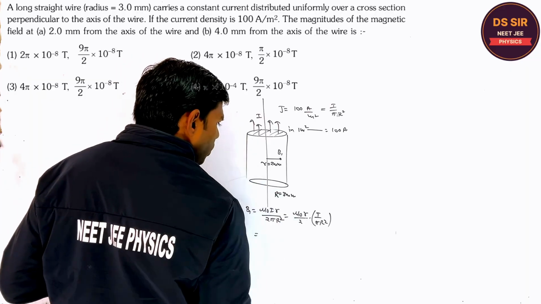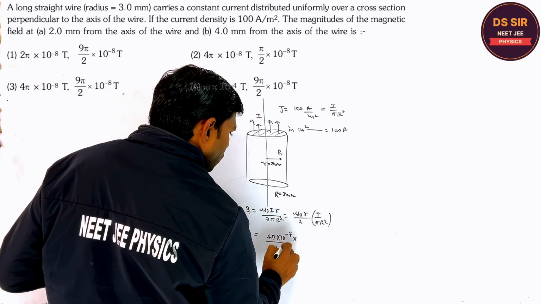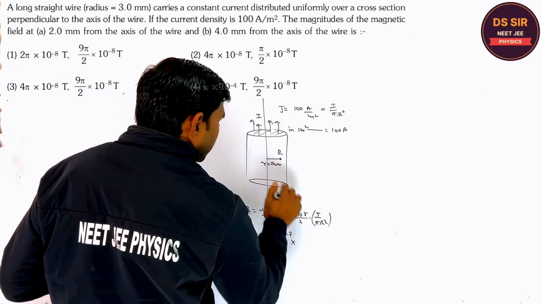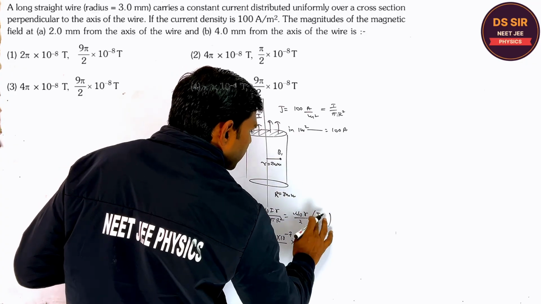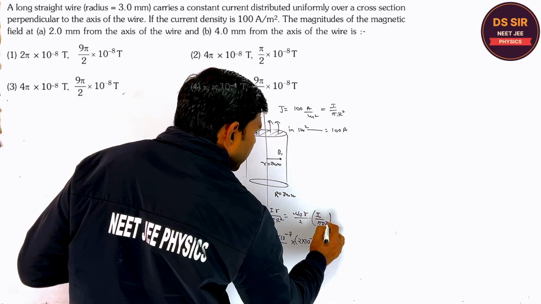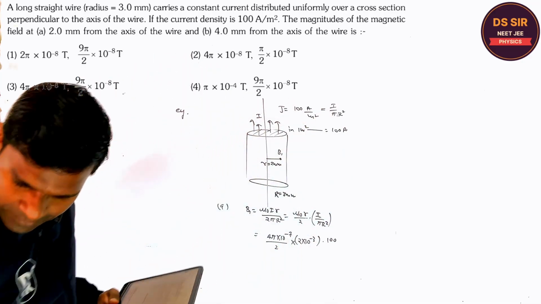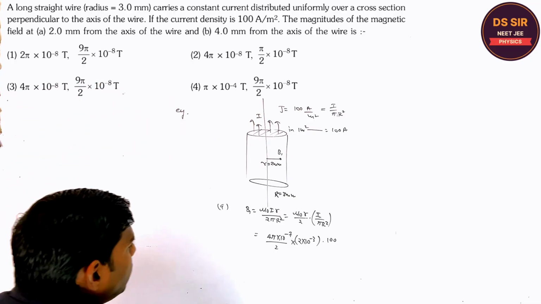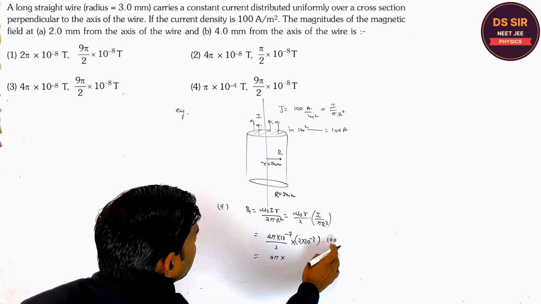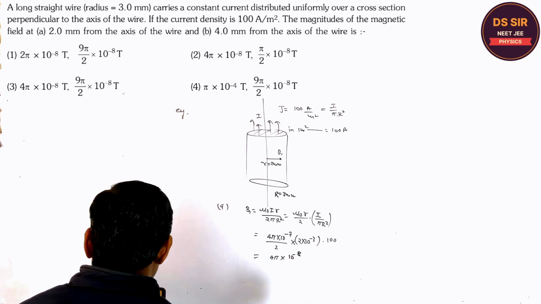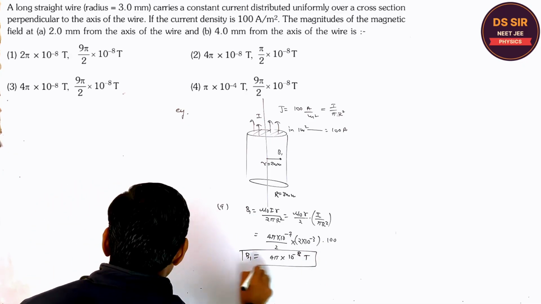So what is the value of mu naught? 4 pi into 10 to the power minus 7 upon 2. Right. What is small r? Say 2 millimeter. What is the value of I upon pi R square? The I upon pi R square value is 100. Is it clear or not, you tell? If you put the value, 2 will cancel out, 4 pi into 10 raised to the power minus 8, 4 pi into 10 to the power minus 8 Tesla. So this is the magnetic field inside.